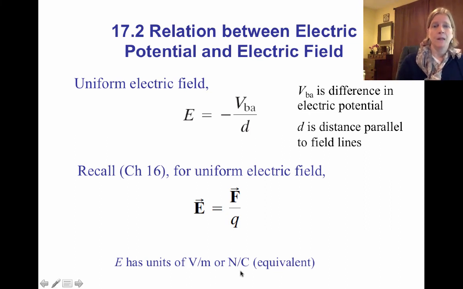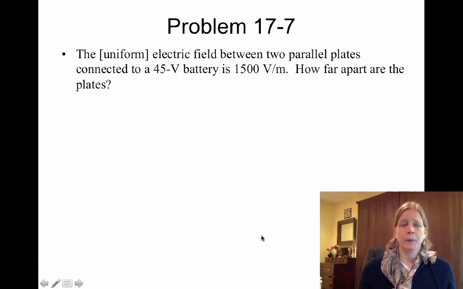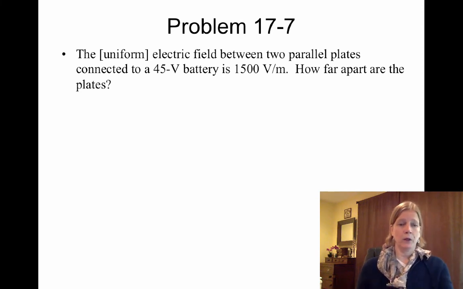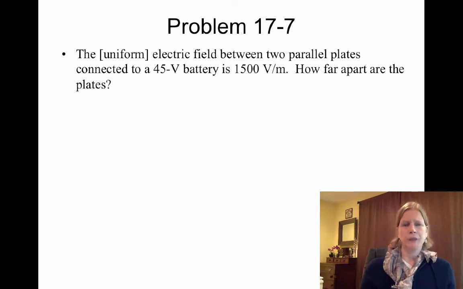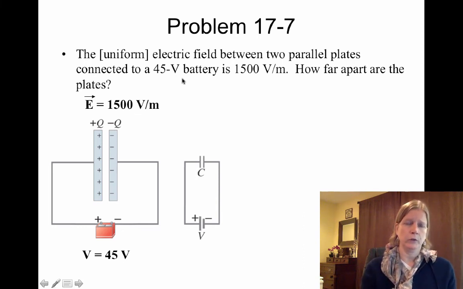All right, let's try another problem. Let's find the uniform electric field between two parallel plates connected to a 45-volt battery, and we're told it's 1500 volts per meter. How far apart are the plates? So let's begin by drawing ourselves a little diagram and considering what equation would be appropriate here. What do we know? We know that we have an electric field of 1500 volts per meter between two parallel plates connected to a battery source, a 45-volt battery.